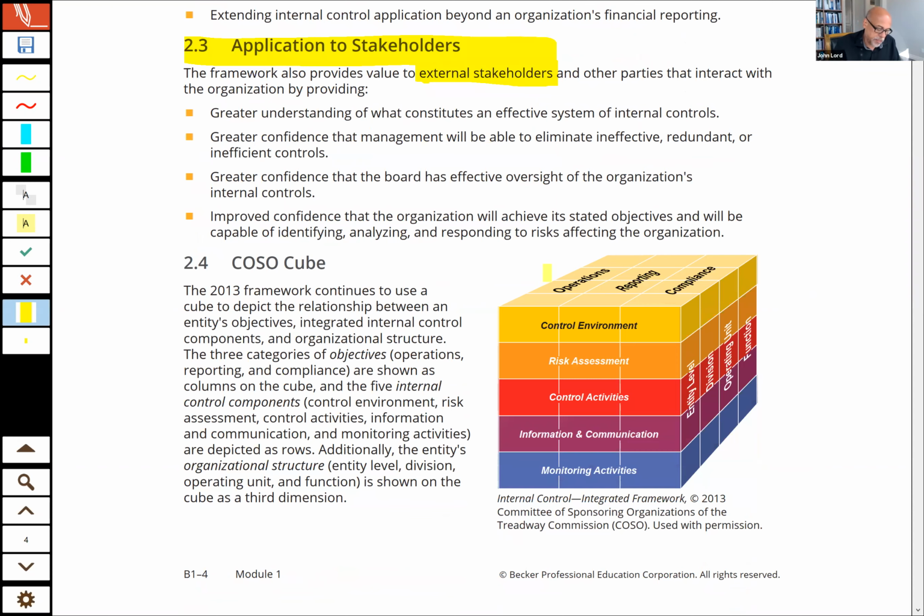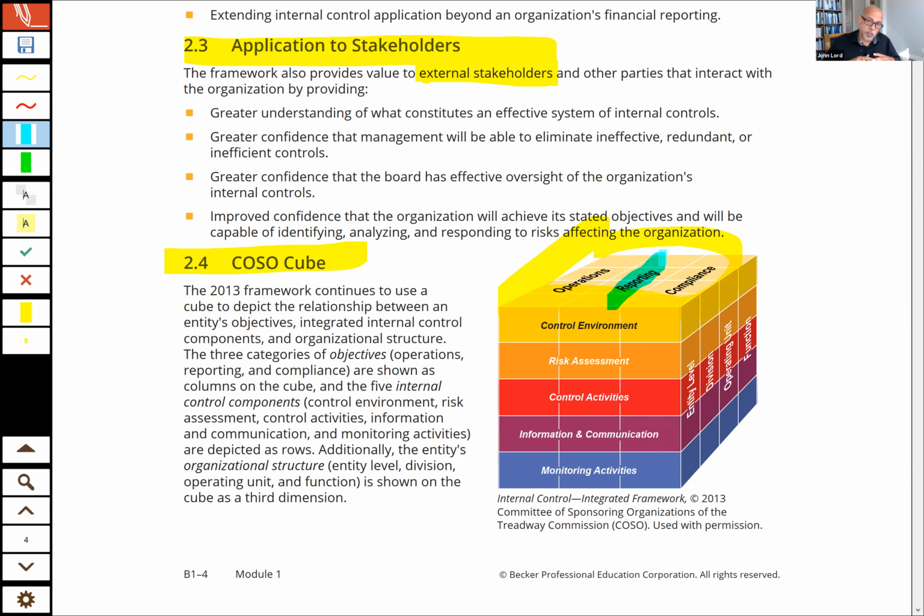So they've got this COSO cube, and I think you've seen this before, and you can see that you have the five components of the internal control. And then going across the top, you have the different objectives of the entity. Now, as accountants, we tend to have a fetish for what? For the financial reporting objectives, reliability of financial reporting objective.